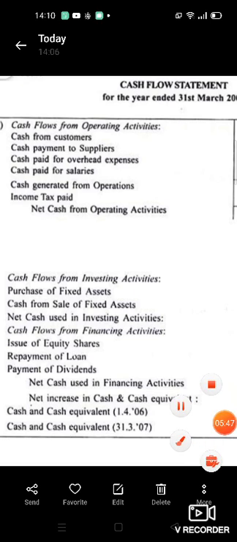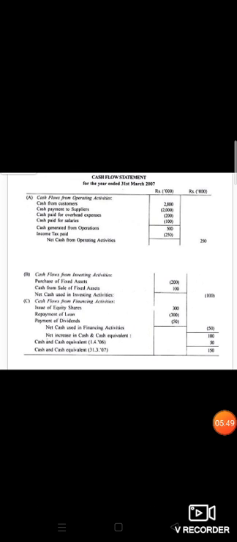In operating activity, the first item is cash from customers, that is 2800. Cash payment to suppliers, that is negative 2000. Cash paid for overhead expenses, that's negative 200. Cash paid for salaries, that is negative 100. When you're paying cash, your cash is outflow, that's why it's in a negative figure.